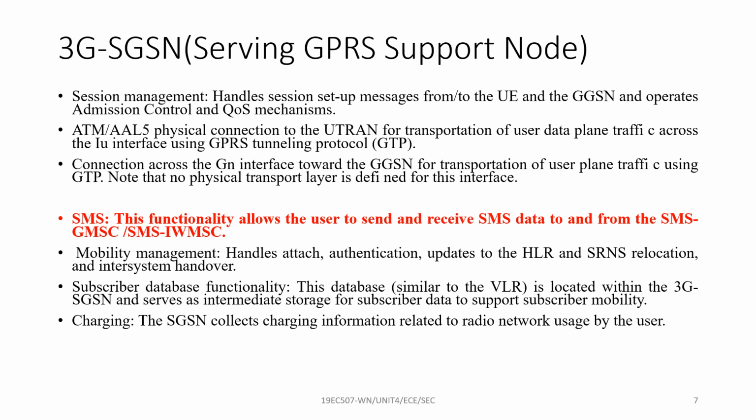We do address the ATM as well as AAL5, which helps us to establish a physical connection to the UTRAN for transporting the user data plane traffic across the Iu interface. Also, we address the connection across the Gn interface towards the GGSN for transportation of user plane traffic using the GTP. GTP is nothing but GPRS tunneling protocol. And then we move on to the functions of the SMS, which is the short message service. Here, SMS is the functionality which helps the user to send and receive SMS data to and from the SMS GMSC as well as the SMS interworking MSC, right?